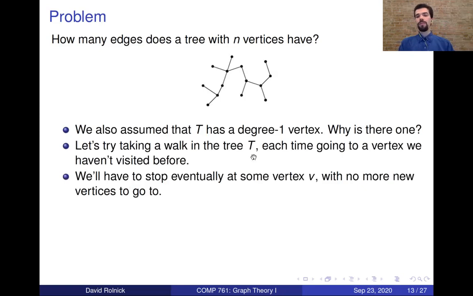We'll have to stop eventually at some vertex V with no more new vertices to go. And just taking a walk here, eventually I'm going to stop somewhere, right? I'm not allowed to go back to any vertex that I've visited before. Why does this vertex that I stop at have degree 1?